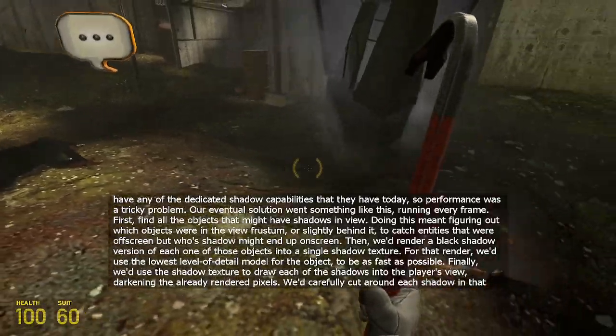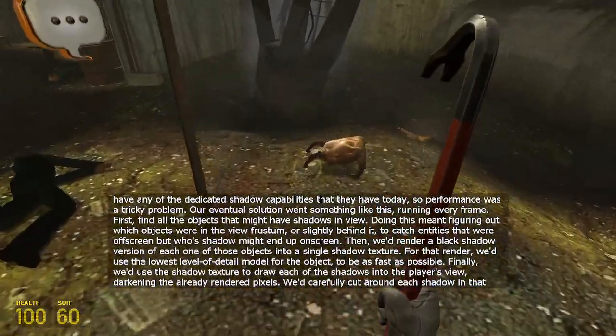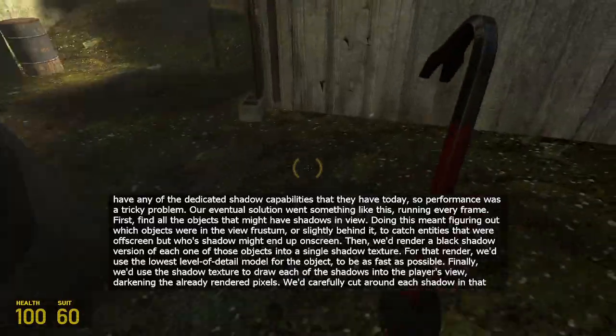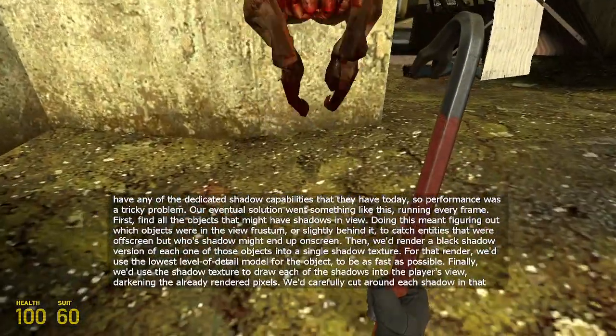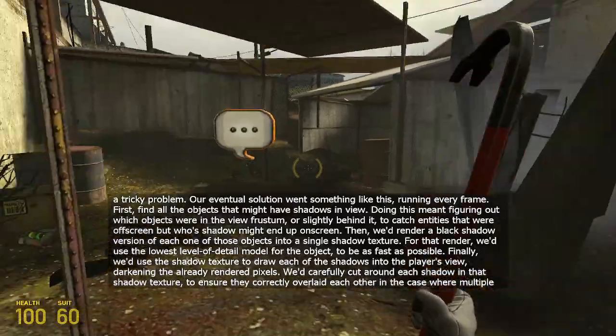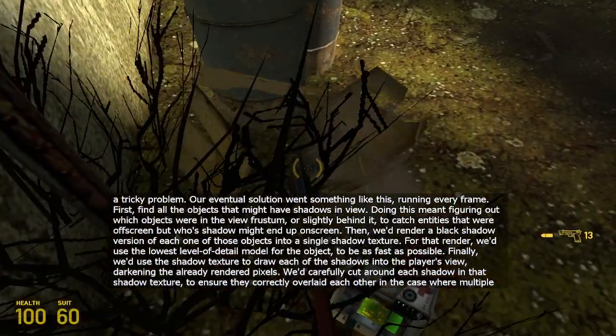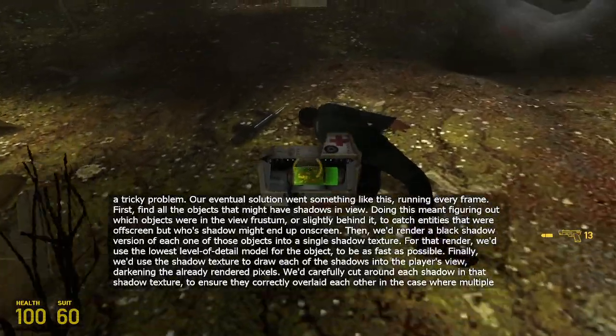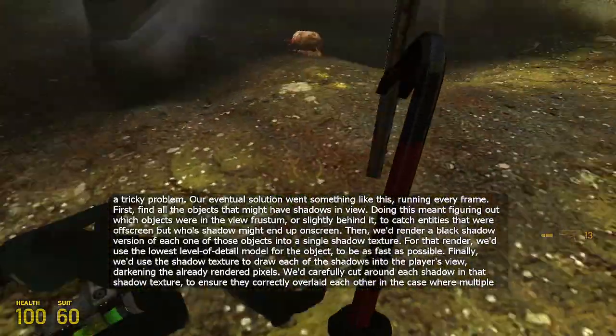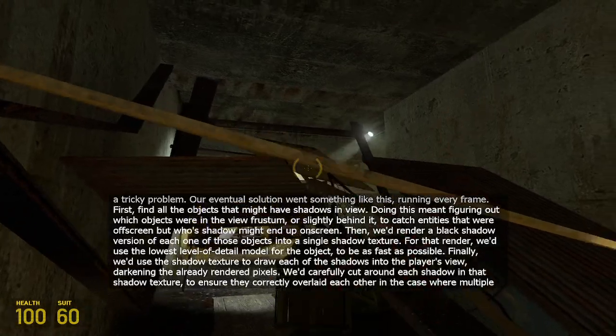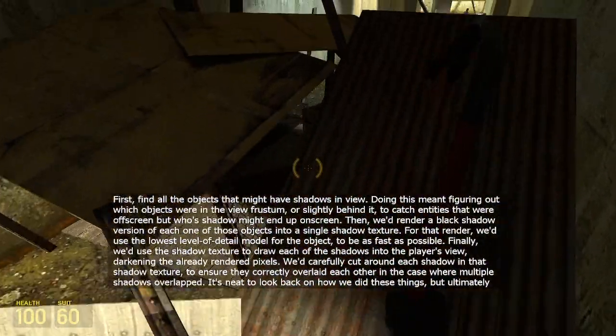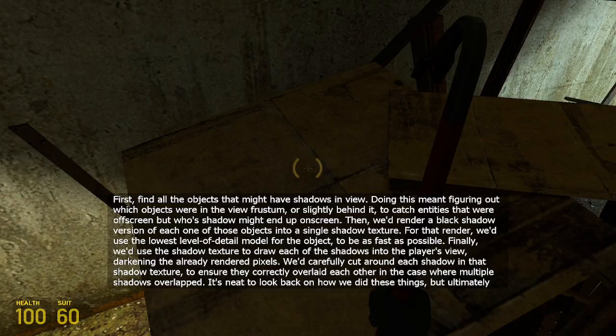First, find all the objects that might have shadows in view. Doing this meant figuring out which objects were in the view frustum, or slightly behind it, to catch entities that were off-screen but whose shadows might end up on-screen. Then we'd render a black shadow version of each one of those objects into a single shadow texture. For that render, we'd use the lowest level of detail model for the object to be as fast as possible.